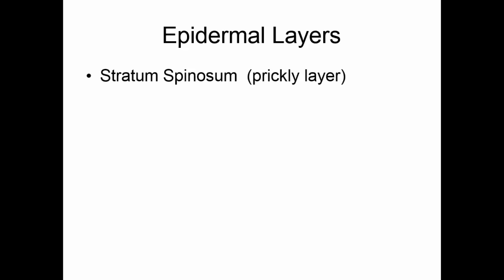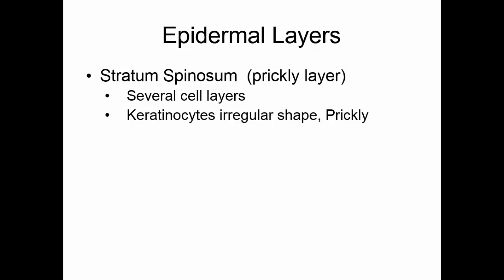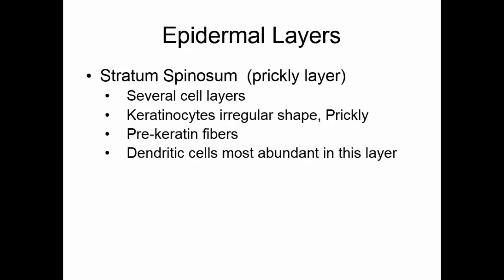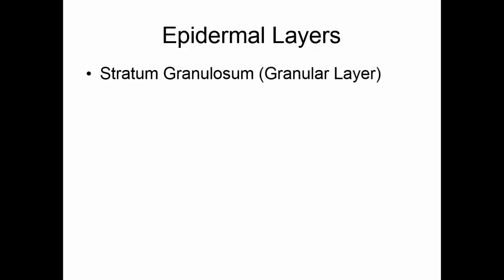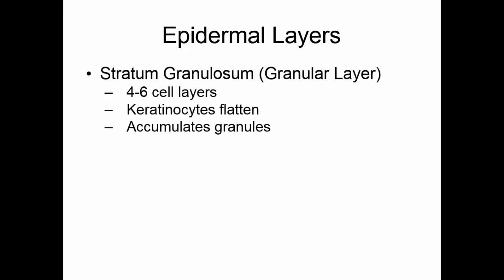The stratum spinosum, or the prickly layer, is several cell layers thick. Here the keratinocytes take on a more irregular shape. Because they're beginning to shrink down just a little bit, those desmosomes that have them attached to each other make them look a little prickly. We begin to see pre-keratin fibers in these cells. It is this area where the dendritic cells are most abundant because they have spaces between the cells that they can crawl around through. The stratum granulosum, or the granular layer, is 4 to 6 cell layers thick. The keratinocytes begin to flatten out and they accumulate granules of keratin.